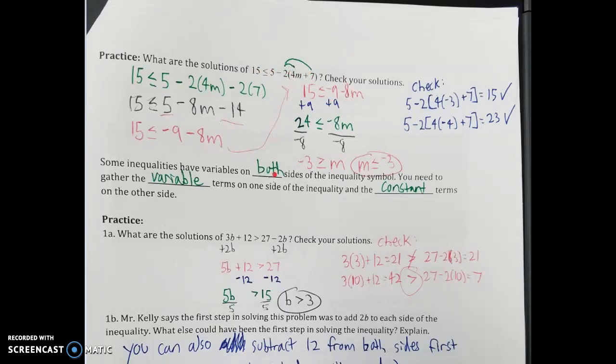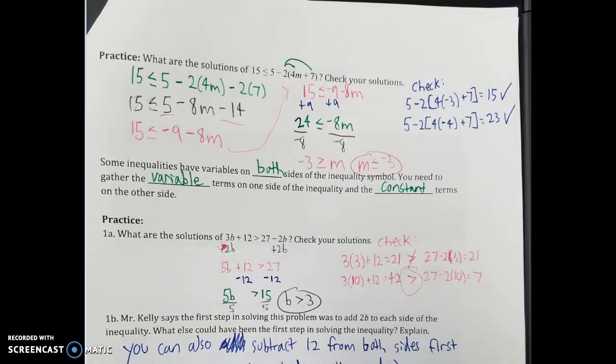Some inequalities will have variables on both sides. So far, we've only seen it with one. We need to gather the variable terms on one side of the inequality and the constant terms on the other. And actually, it doesn't matter which side you choose. But usually what I do is try to keep things positive.